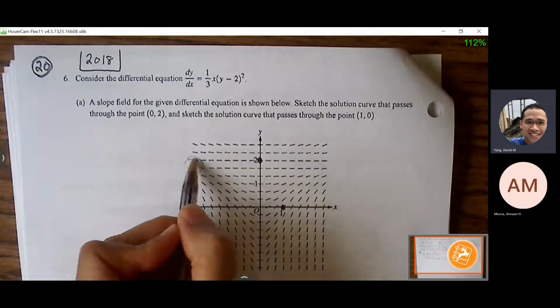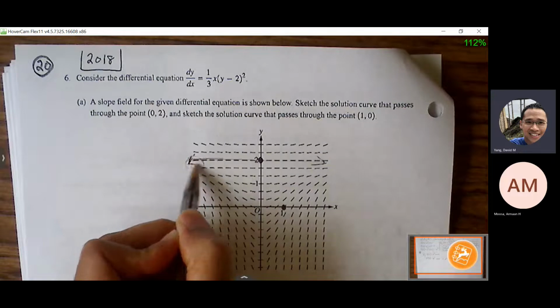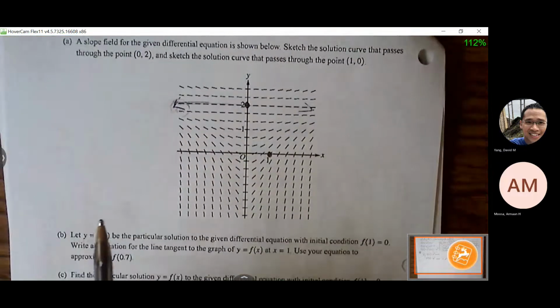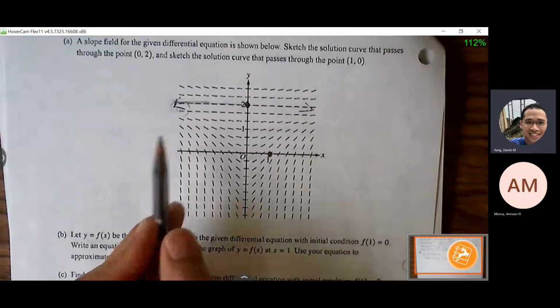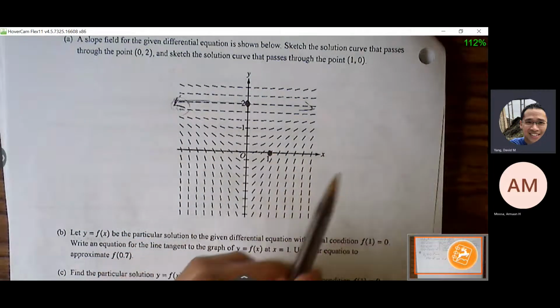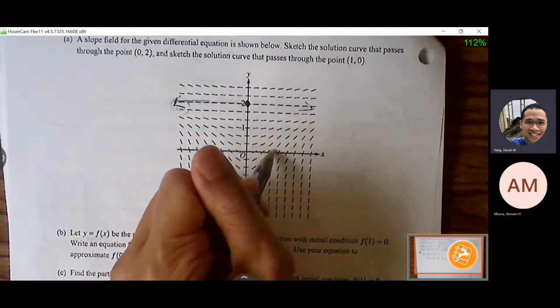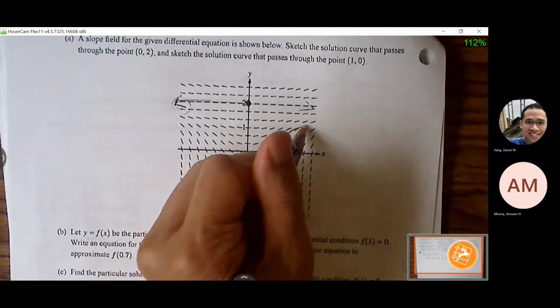So if I'm going through 2, it's going to go right through. The curved segments are like a stream that helps me decide how to move through. So I'm just going to follow this pattern here.